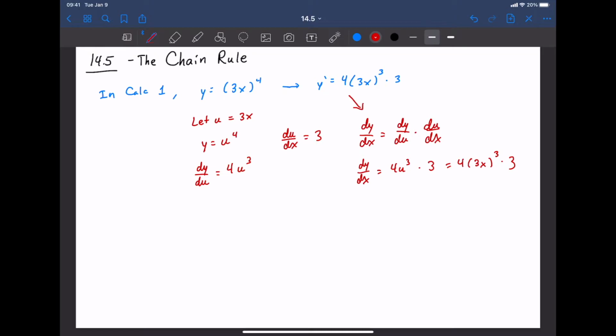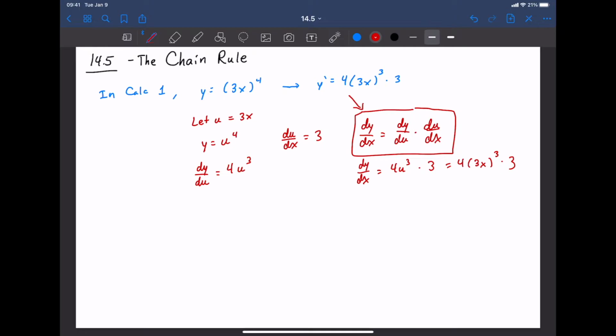Now, probably you're not thinking of things like this. Once you get good at the chain rule, you might not picture it with a u every single time. But this statement of how we can trace paths down the variables to the dependent variable, from the dependent variable to the independent variable, is the chain rule.